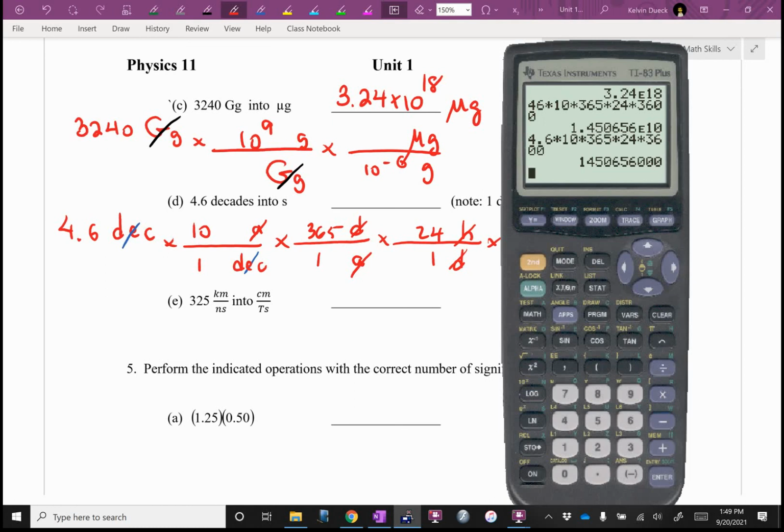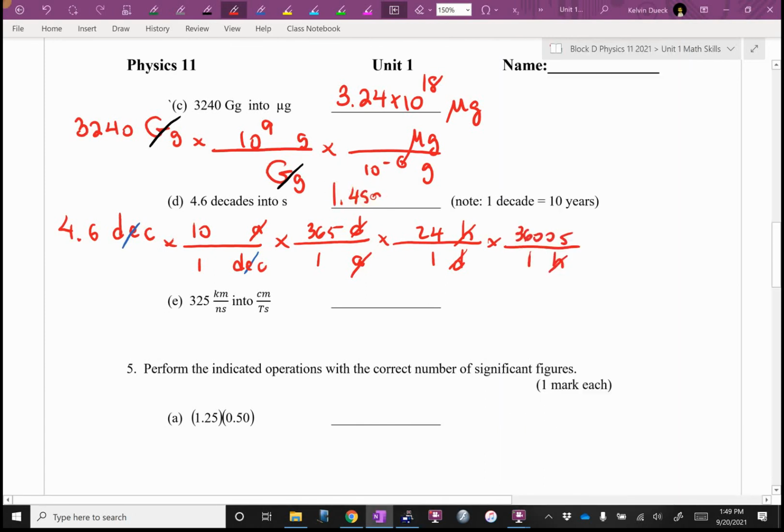I'm probably going to write that in scientific notation, 1.450656. If you rounded off, I'd give you credit, but we're doing conversions. We probably want to write down the exact values, not the, it's roughly close to about. So for conversions, try not to round off. But anyways, 1.450656 times 10 to the 9th seconds.